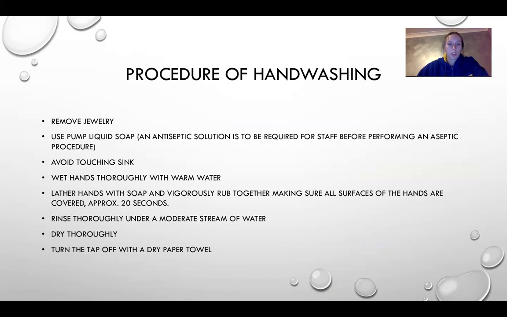You then wet your hands with warm water, lather hands with soap and vigorously rub together, making sure all surfaces of the hands are covered for about 20 seconds. Rinse thoroughly under a moderate stream of water, dry thoroughly, and turn the tap off with a paper towel to avoid the bacteria living on the surface of the sink.